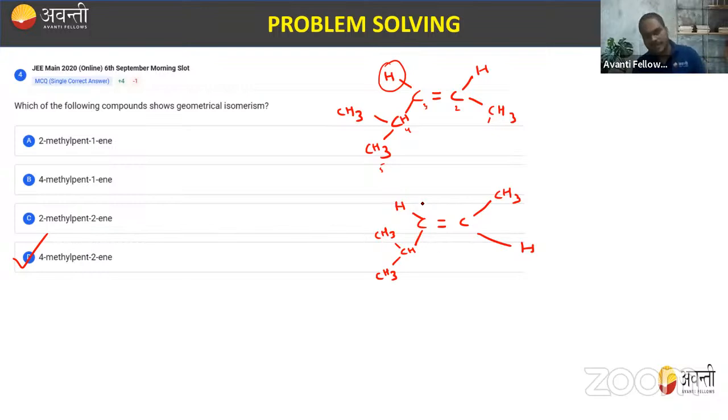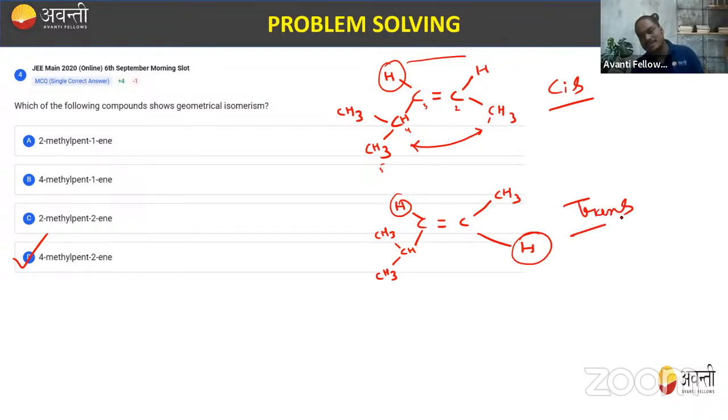So always remember beta, whenever two similar groups are on one side, then they are said to be cis. For example, here we have two hydrogens on the same side, two alkyl groups on the same side. So we can say that this is a cis configuration, right? So this name is cis 4-methyl pent 2-ene. And here we have two atoms which are opposite to each other, two hydrogen atoms जो एक दूसरे का opposite है. So this is called trans. So we have cis 4-methyl pent 2-ene and trans 4-methyl pent 2-ene.